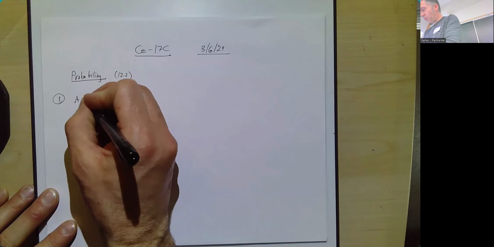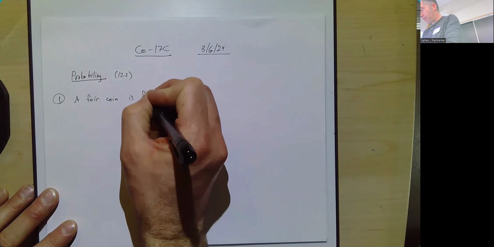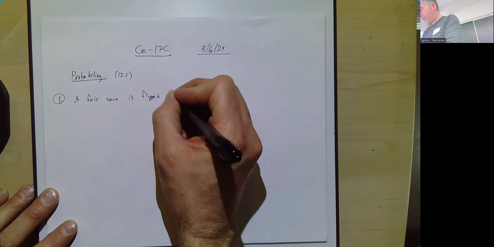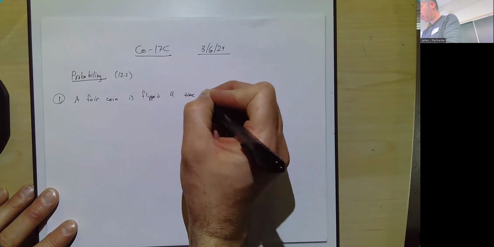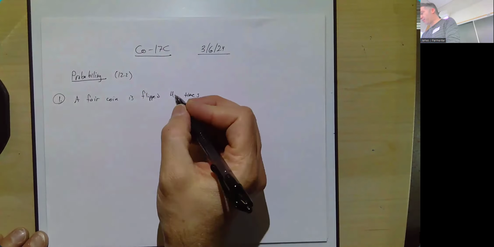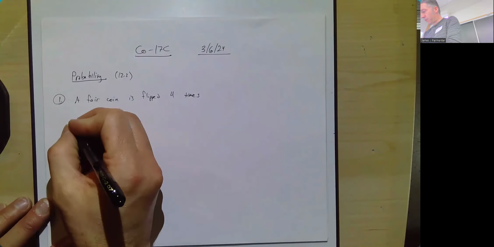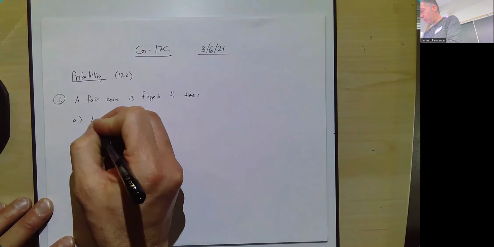A fair coin is flipped 4 times. Or alternatively, you can think of it as 4 different fair coins being flipped all at the same time. I kind of like that. I thought of it just because that way I can think of one coin being painted red, blue, green, and orange so that they're distinguishable from each other. Either way, we're going to start off by listing the sample space.